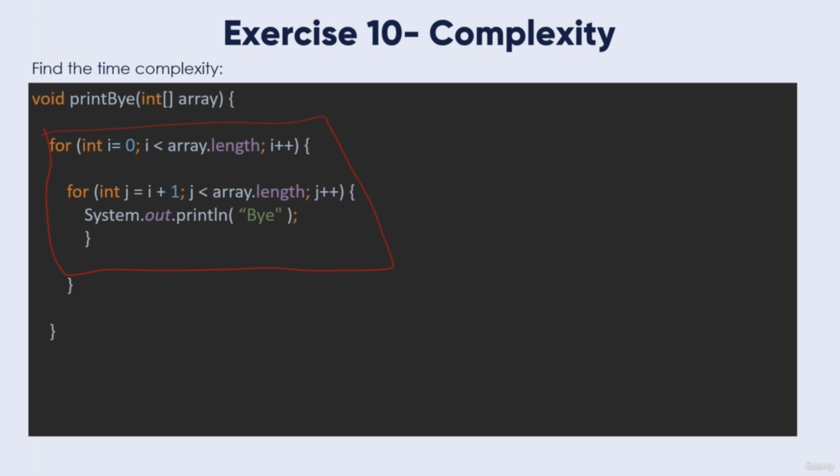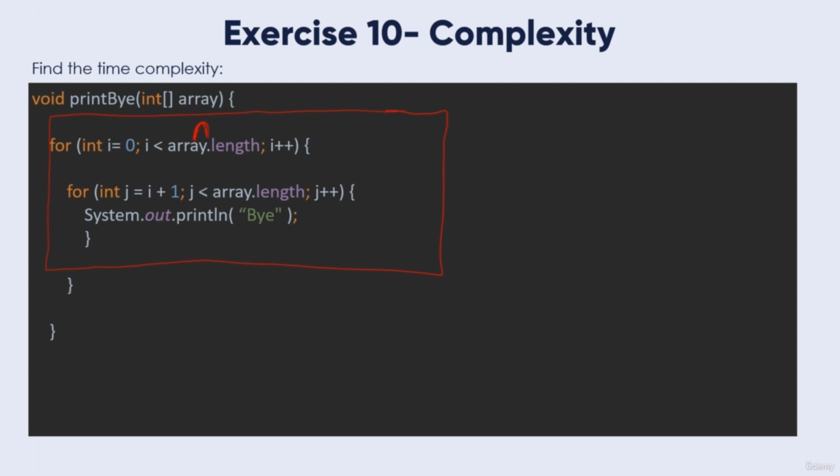Let me draw again. This would be executed from i equal to 0, and i less than array.length, and i plus plus. Think about array.length as n. We refer to array.length as n in all the exercises. We start from 0 to n and i plus plus.